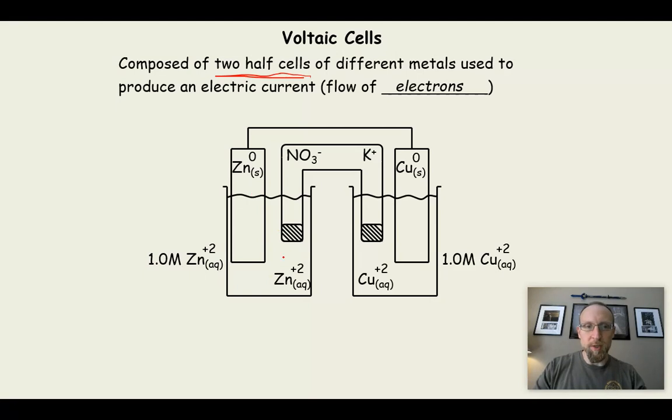So the zinc metal is in a solution of zinc ions, and the copper metal is in a solution of copper ions. These are in separate containers, so these are our half cells. Because remember, we're dealing with an oxidation reduction reaction. So in one cell, half of the process is going to occur, the oxidation half, and in the other cell, the other half is going to occur, the reduction half. So that's why they're called half cells, because half of the oxidation reduction process takes place.